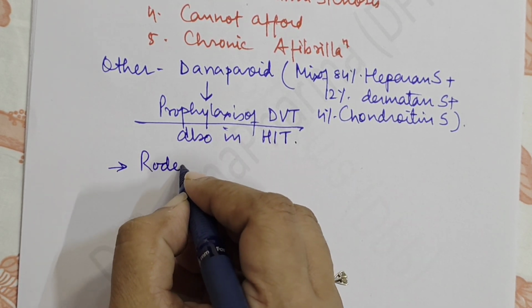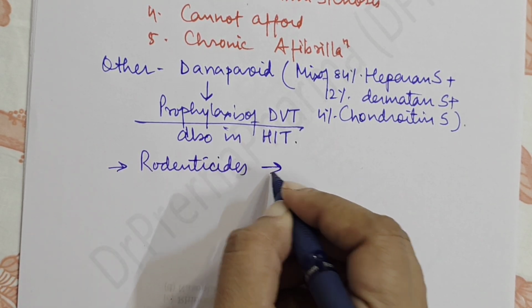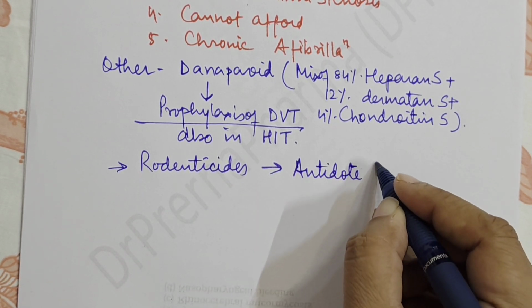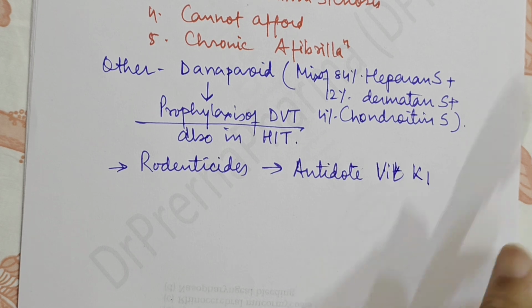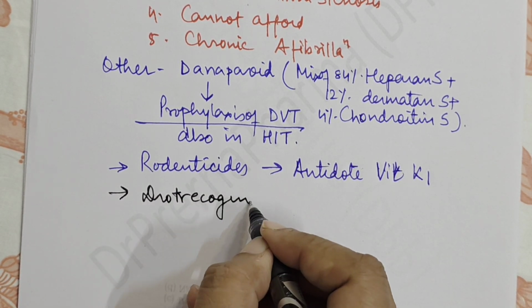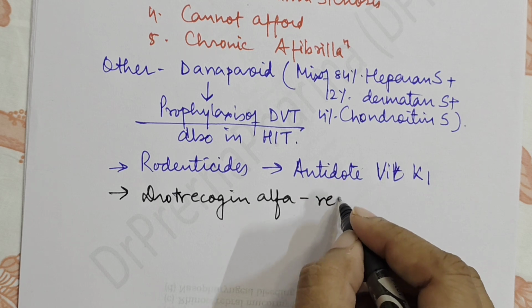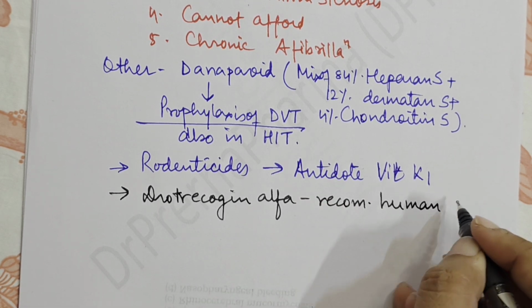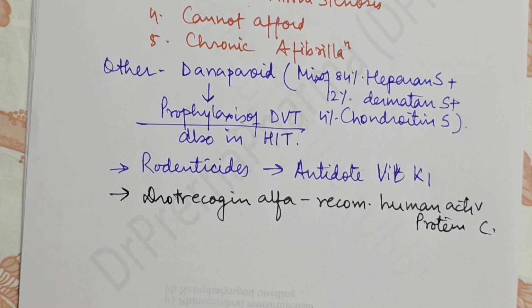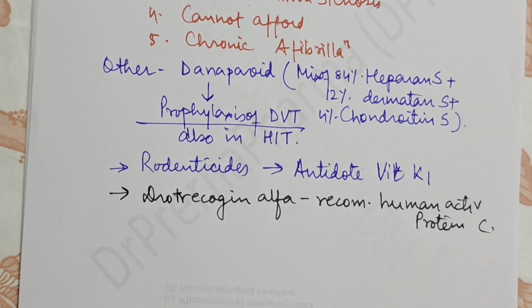Then if rodenticide poisoning is there, rodenticides contain these anticoagulants, so the antidote is vitamin K1. Then there is another drug, drotrecogin alfa. This is recombinant human activated protein C. So these are a few more drugs in anticoagulants: danaparoid, rodenticide poisoning and drotrecogin alfa.